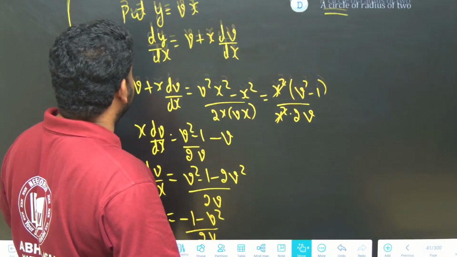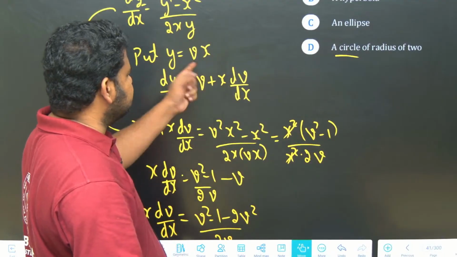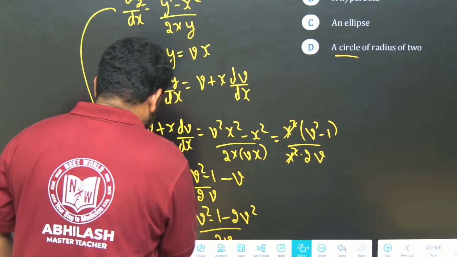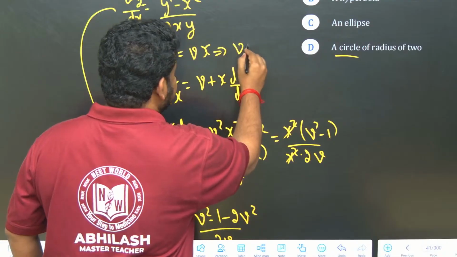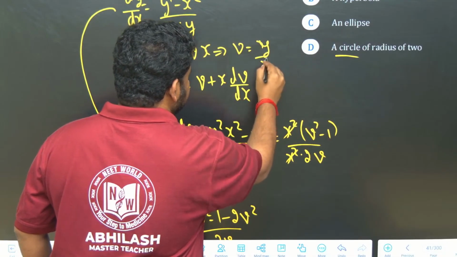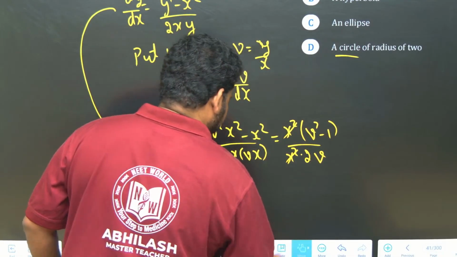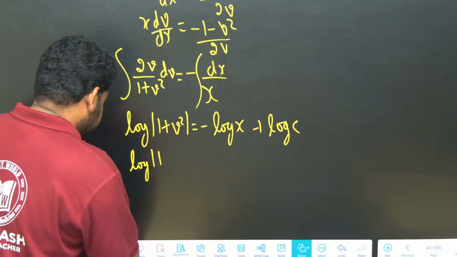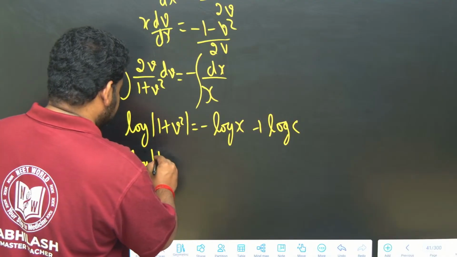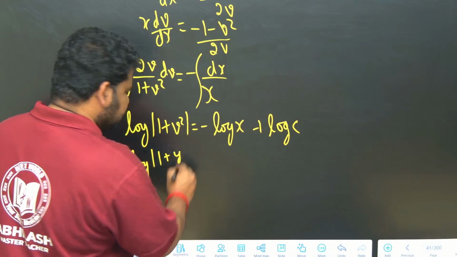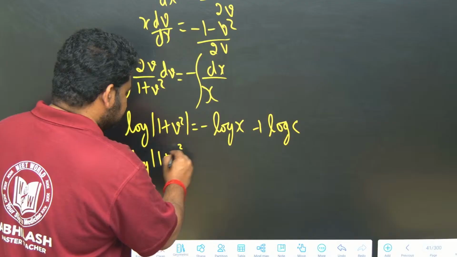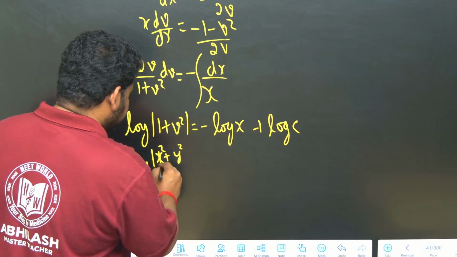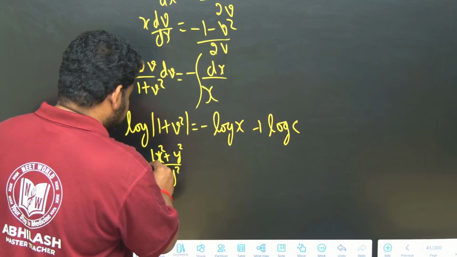What we took: put y is equal to vx. So v will become equal to y by x. This implies v is equal to y by x. So wherever v is there, I should put y by x. So 1 plus v square is 1 plus y square by x square, so this will become x square plus y square divided by x square. This is what I have.